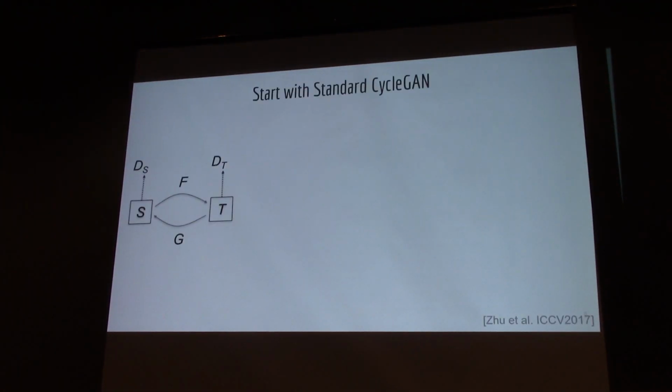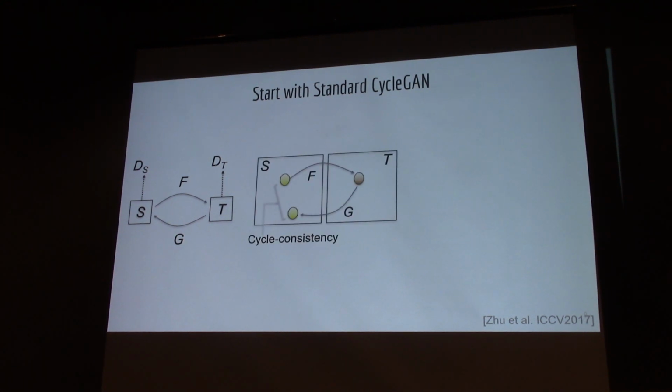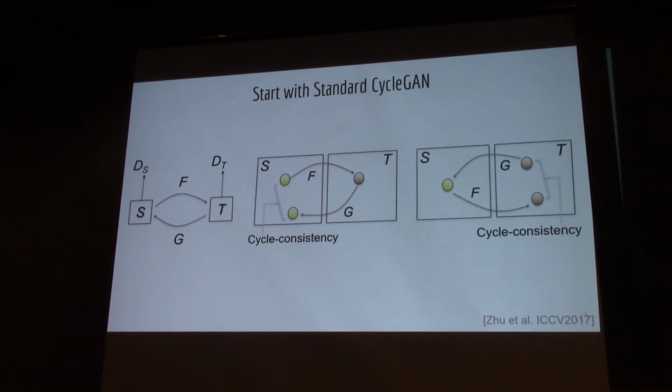We start with exactly the same setup that Philip just described. We have a discriminator for the source and the target domains, S and T, and then we have a function F that maps from the source domain to the target domain, and then back again with the function G, and we enforce that the distance, once you have gone from S to T and back to S, is small. This is what we start with.